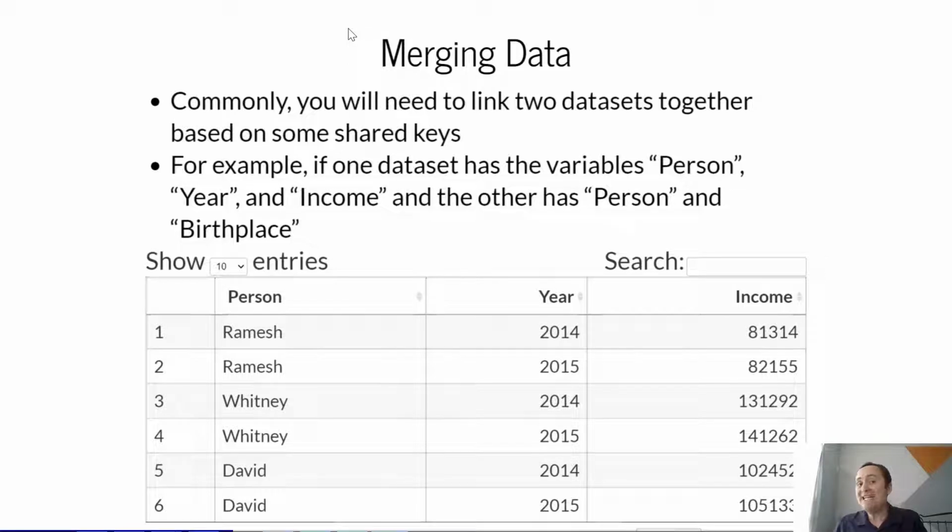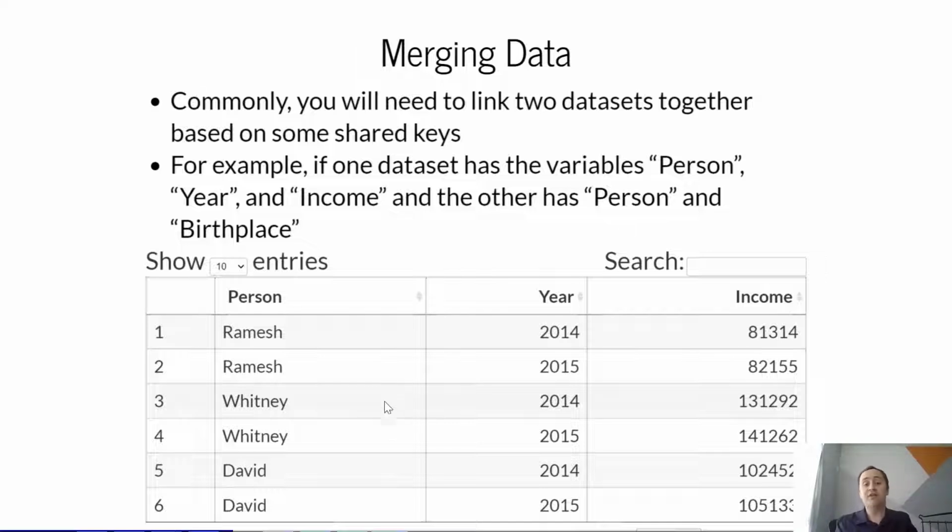All right, the other major tidying task that we will have to do that is very common is merging data, also known as joining data. So it's very common that you'll need to link two data sets together based on some shared keys. So let's say, for example, we have two data sets. One has information on a person and how much income they earn in a given year, and the other data set has information on where that person was born, their birthplace.